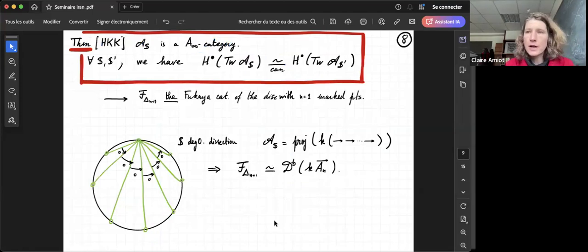And so here is the theorem due to Haydn, Katsakov, and Kontsevich that says that this AS is an A infinity category, first, and that if you take any two different full systems of arcs or dissections, then you have a triangle equivalence between the associated triangulated categories. And moreover, this triangulated equivalence is canonical. So as a corollary, you can speak about the Fukaya category of the disk with n+1 marked points, since you can start with any full system of arcs.